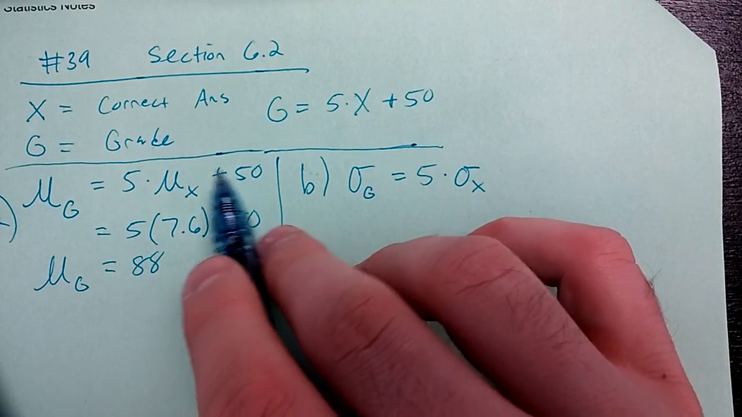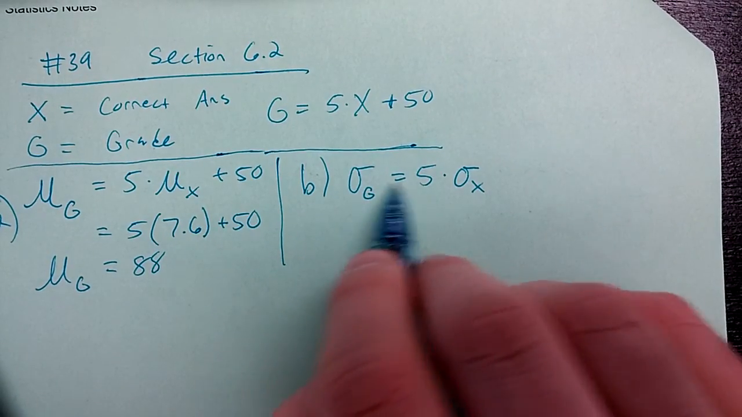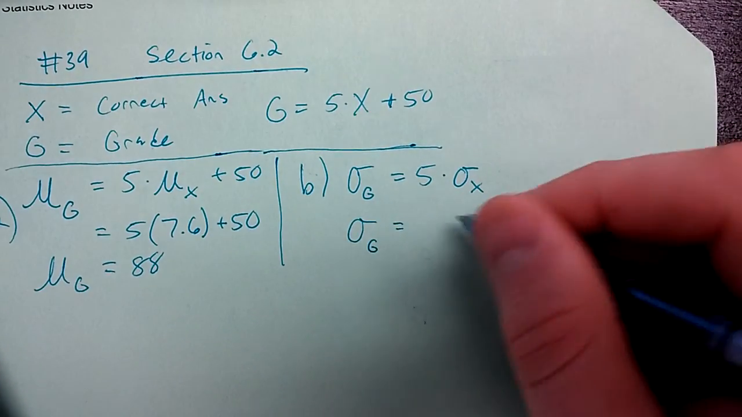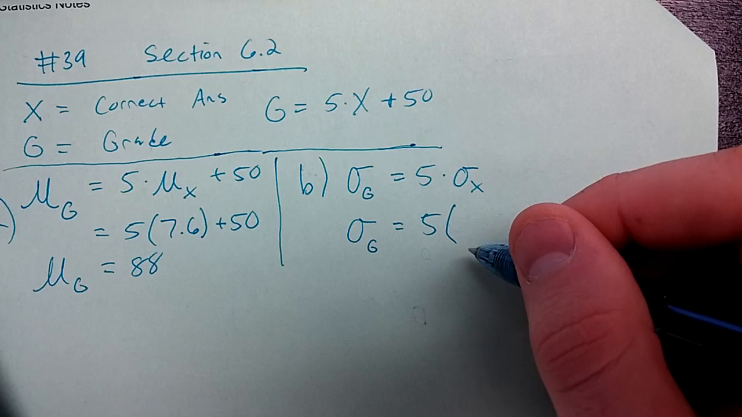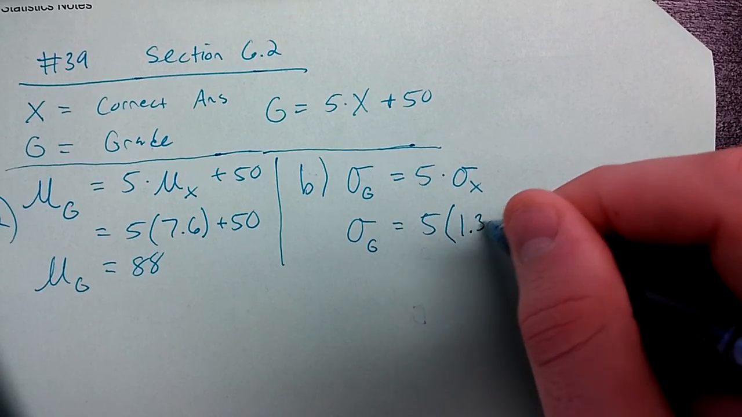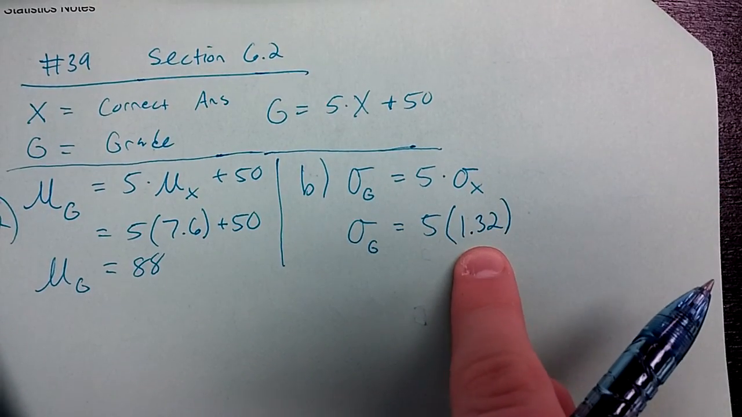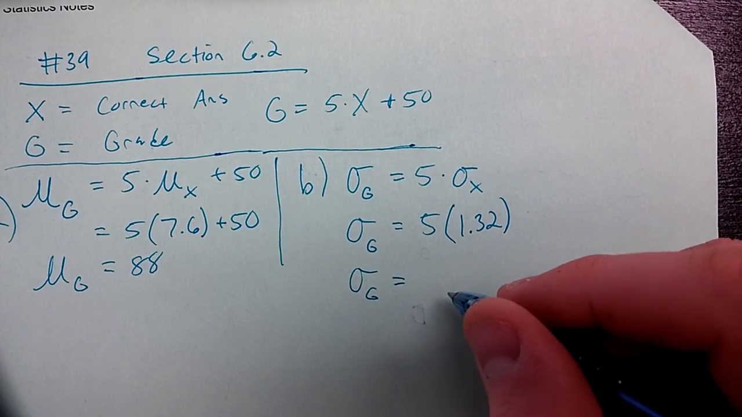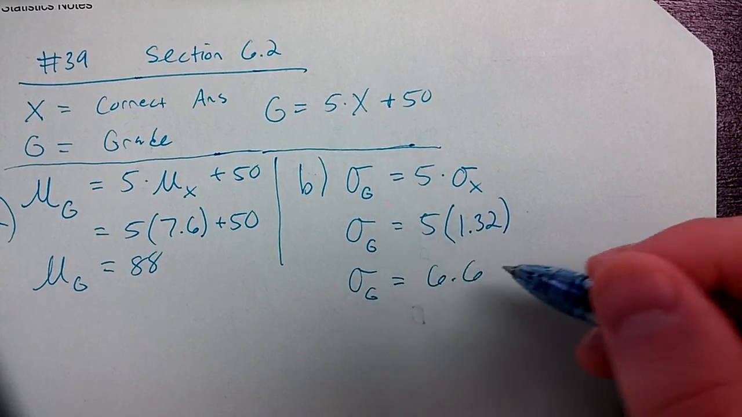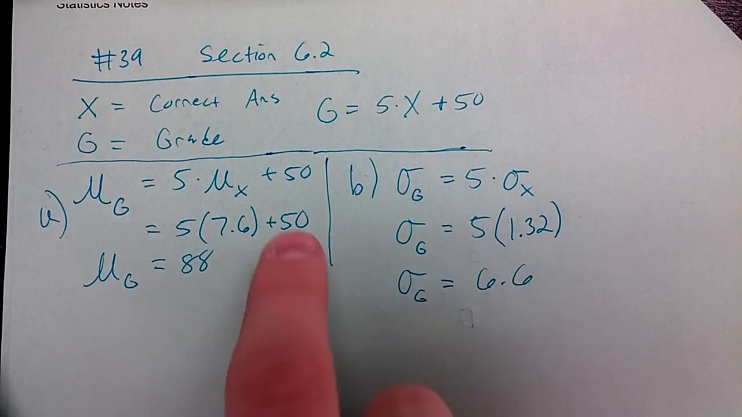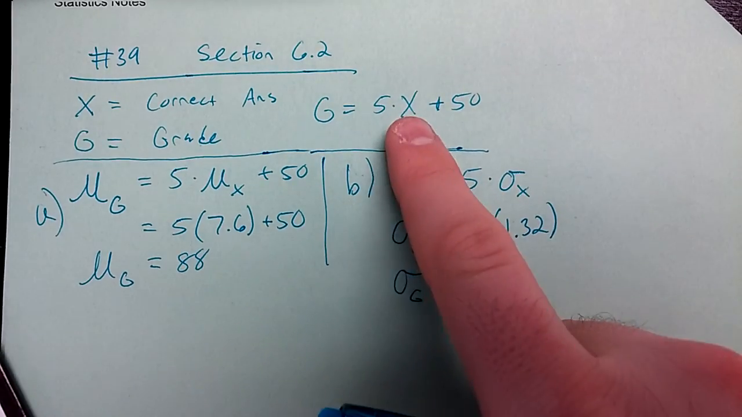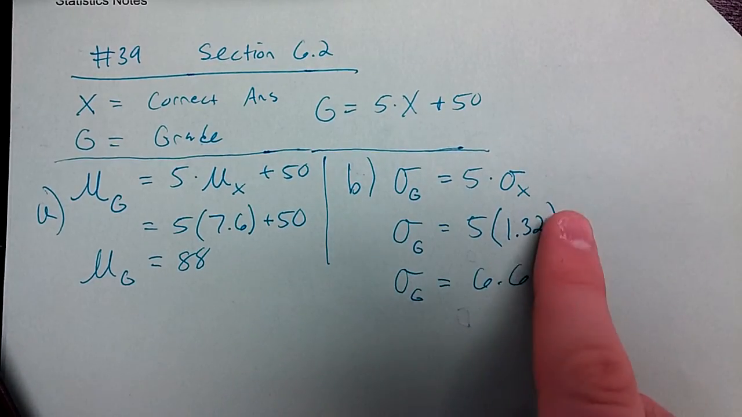For the mean, it's different. It gets both, but for the measures of spread, it only gets the multiplication. So sigma G is going to be equal to 5 times sigma X. And from the book, 1.32, that's your standard deviation. So your new standard deviation is going to be 6.6. To recap, whether you add or subtract, both get applied to the mean. Only the multiplication or division gets applied to the standard deviation.